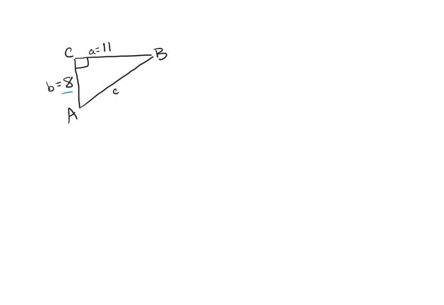Well, I have two of the sides. To find the third side, I can do the Pythagorean theorem again. 8 squared plus 11 squared equals C squared. C is going to equal about 13.6.